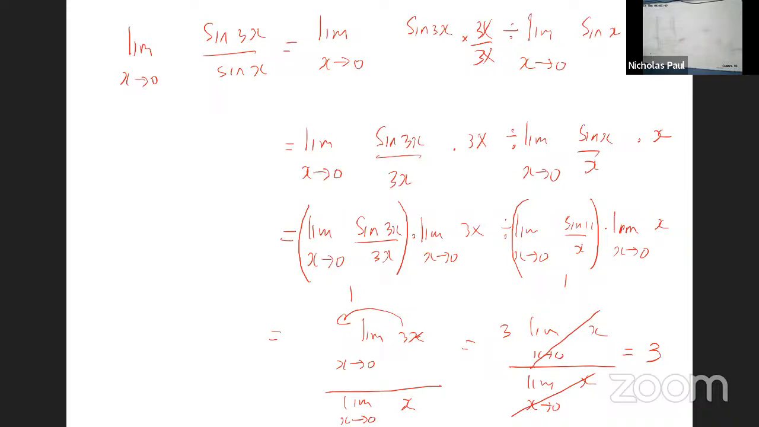Right, but you're still missing some small steps anyway, right? Think about that. The limit of sine 3x on 3x is 1. Right? The sine 3x on 3x is 1.